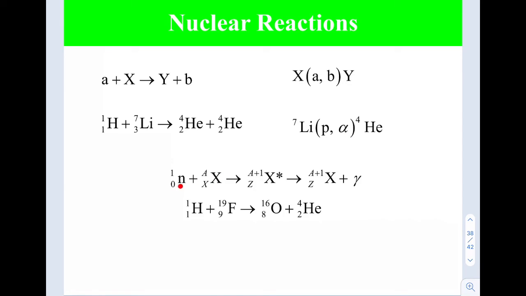Right. So in general, a nuclear reaction takes place when a nucleus X, a radioactive material, is bombarded with 1 neutron, producing X in an excited state, then finally releasing, for example, 1 gamma. So hydrogen, for example, is bombarded into F-19, producing oxygen plus an alpha particle.